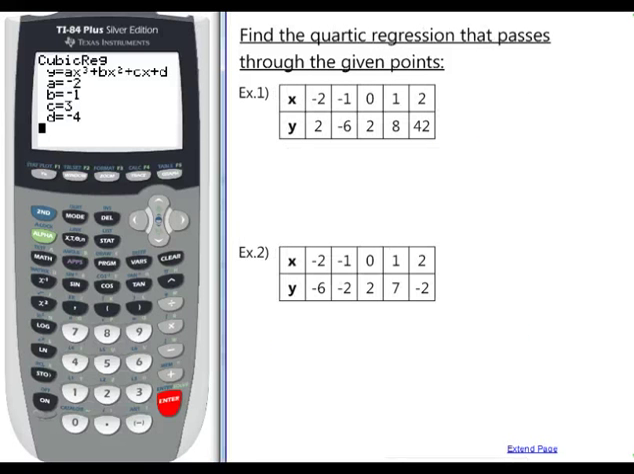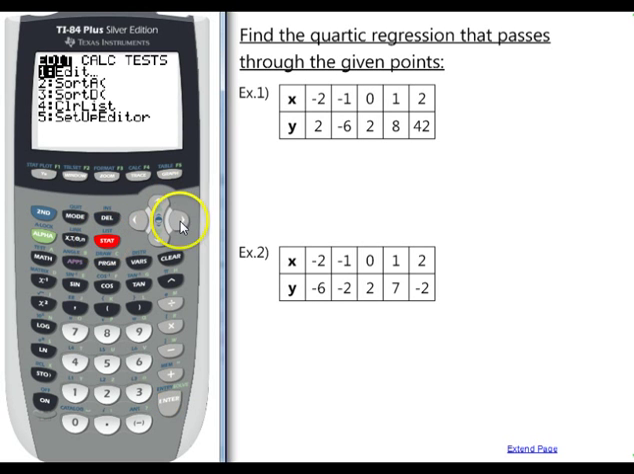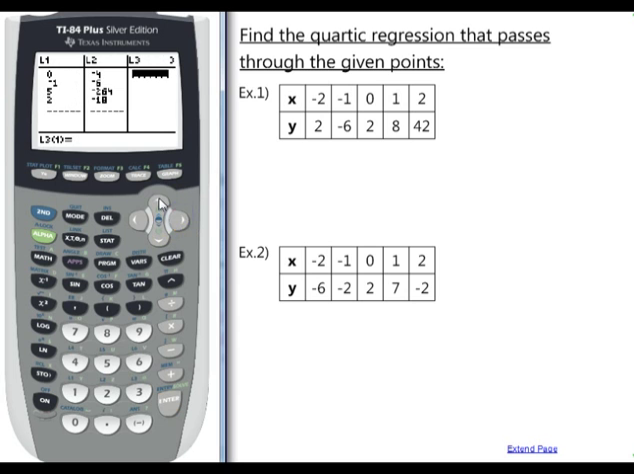Now let's go ahead and find the quartic regression that passes through the given points. So we're going to work through the same process. Stat, Edit, and then first you want to clear your lists. And then go ahead and type your x values into L1, negative 2, negative 1, 0, 1, and 2. And then into L2, we're going to put our y values, 2, negative 6, 2, 8, and 42.